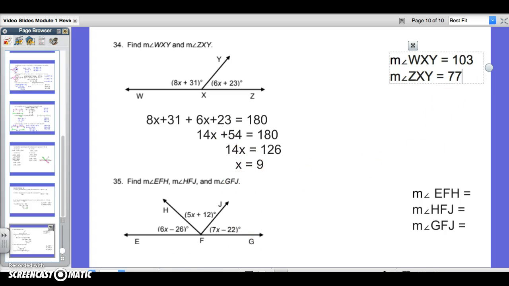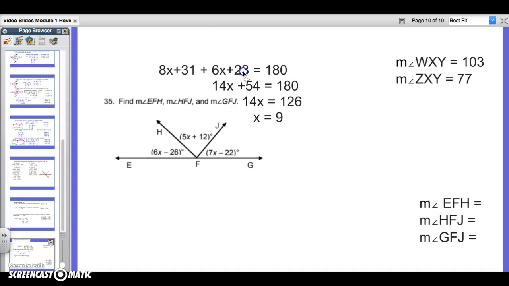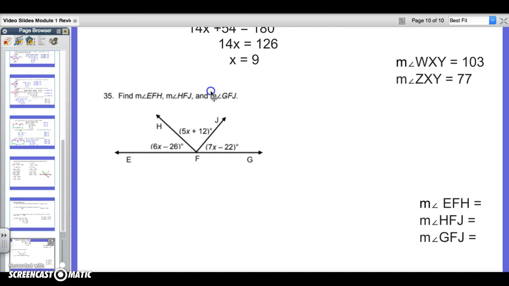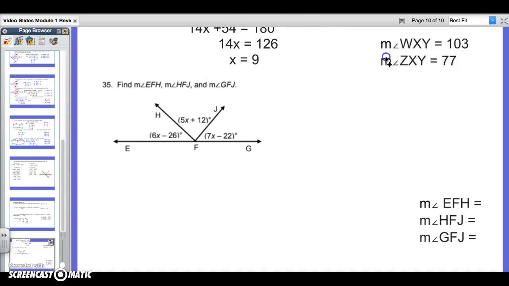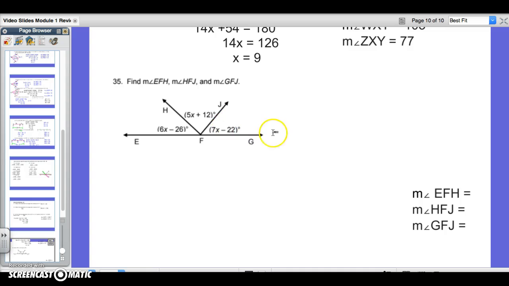Okay, one last question. I'm going to move this so I have enough space. Actually, I might be able to move this whole thing up. Okay, so the very last question. This one's challenging because we have 3 angles. This angle, this angle, and this angle all make up this straight line. So we're actually going to add this angle plus this one plus this one equals 180 degrees so that we can solve for all of this.